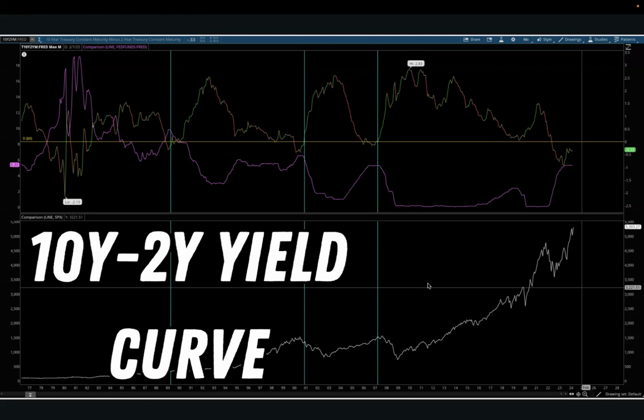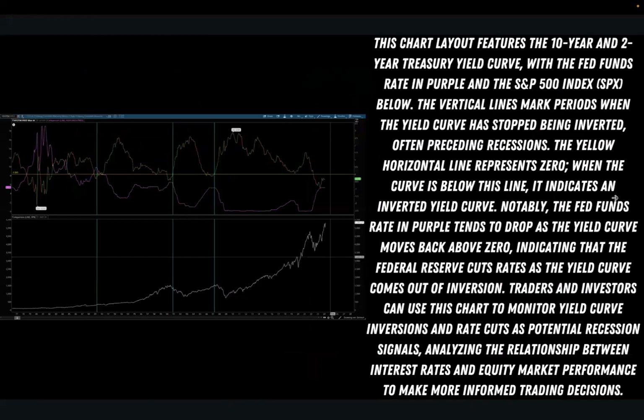Now, a lot of people don't actually know this, but you can get economic data within Thinkorswim, specifically the yield curve in this example. There are different yield curves you can look at. One of the most popular is the 10-year, 2-year yield curve. So we're going to break down this chart layout and go over how I like to use it personally and what I see differently than what some other people see about it.